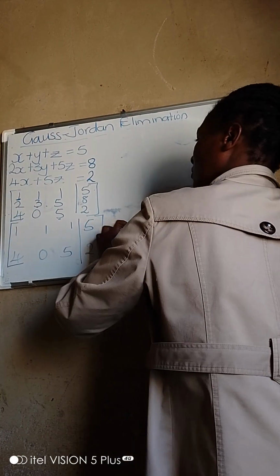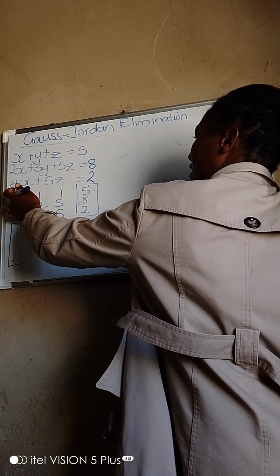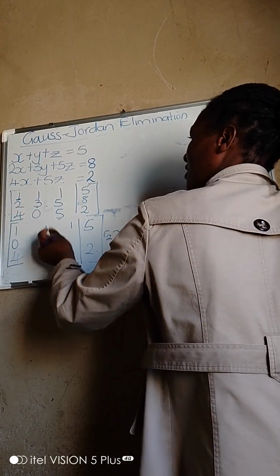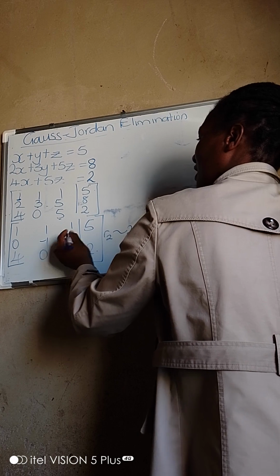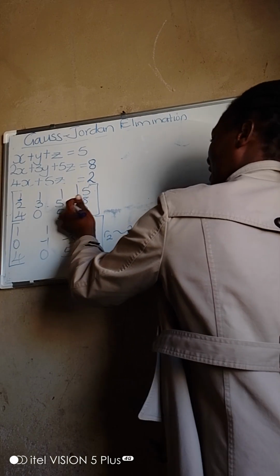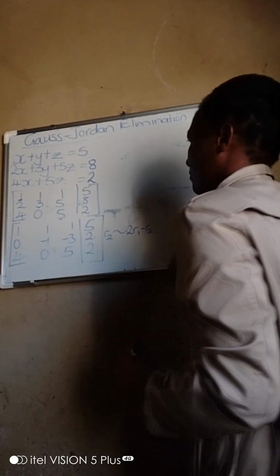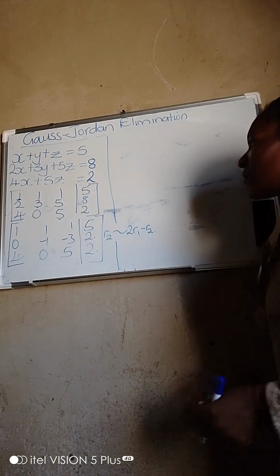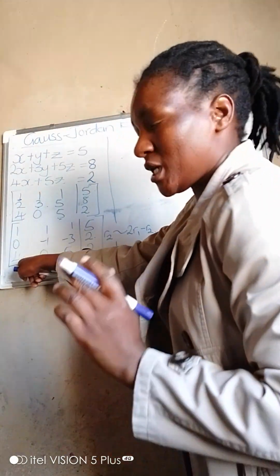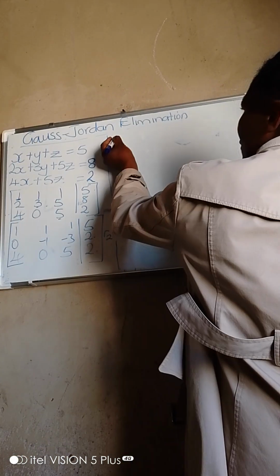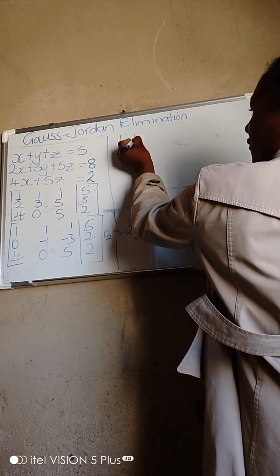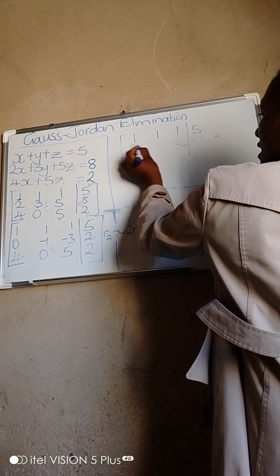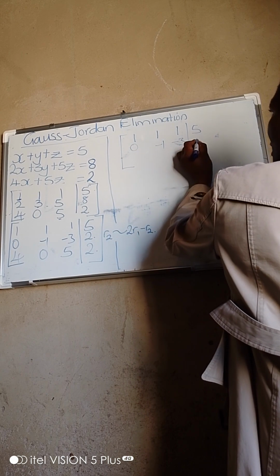2 minus 2, we have multiplied 2 by 1, it's 2 minus 2, 0, 2 minus 3, minus 1, 2 minus 5, minus 3, 10 minus 8, 2. Right. We want to reduce this 4 to a 0. So to reduce that 4 to a 0, we have 1, 1, 1, 5, 0, minus 1, minus 3, 2.